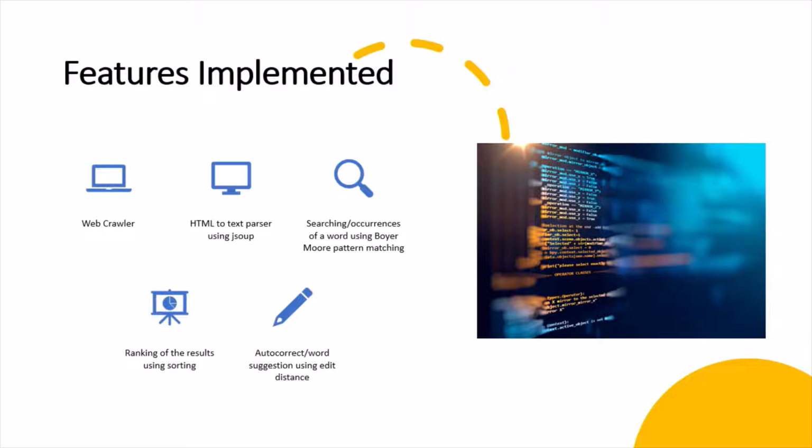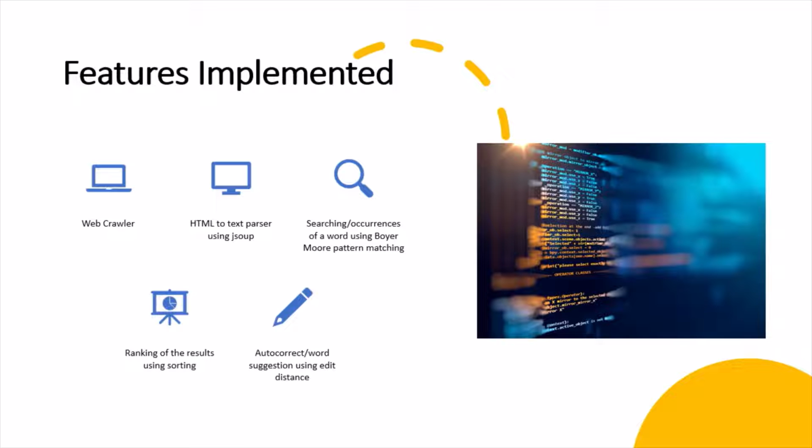Coming to the features, we have crawling: crawling the web URLs using JSON and getting the HTML pages. HTML to text: downloading the HTML pages and converting them to text formats. Indexing and ranking: indexing the words from text files and sorting the files on the basis of occurrence of the words in each file. Searching: searching the input words and presenting the output. Autocorrect or word suggestion using edit distance.